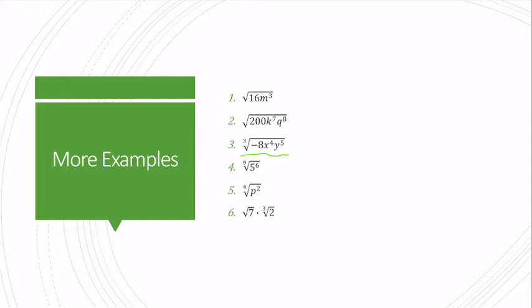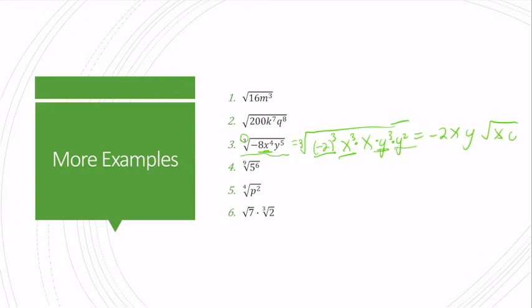So if I have the cube root of negative 8x to the 4th y to the 5th, instead of breaking things up into squares, I'm breaking them up into cubes. So I now have negative 2 cubed, x cubed times x, that still gives me x to the 4th, y cubed times y squared. But I'm taking the cube root, so I'm going to have a negative 2x, and an x still under my radical, and then a y, and then a y squared, still under my radical.